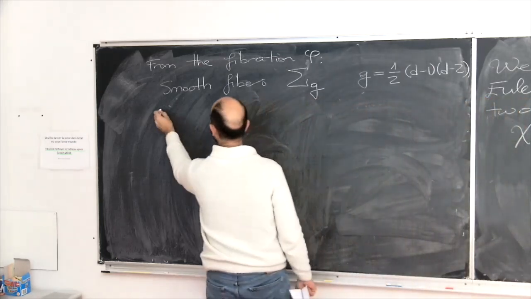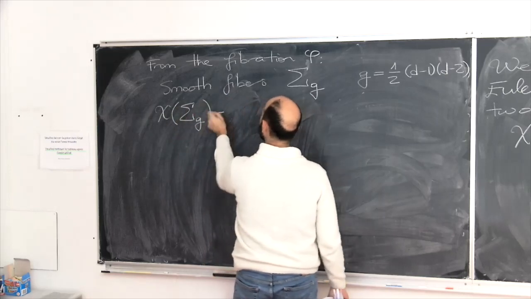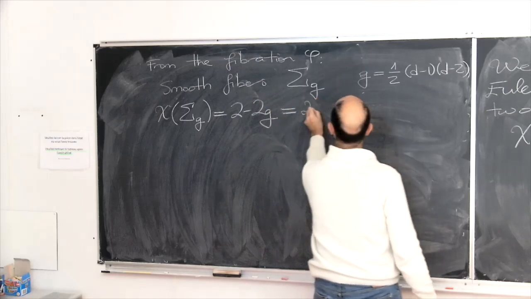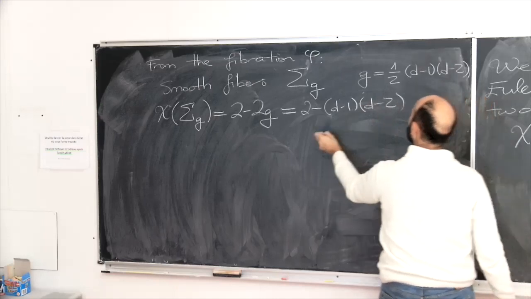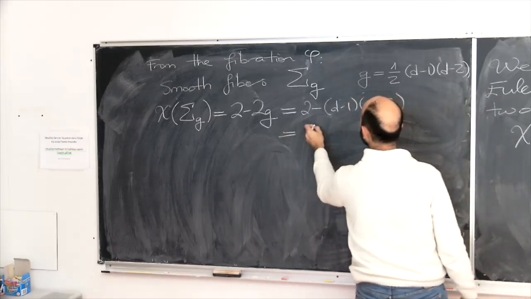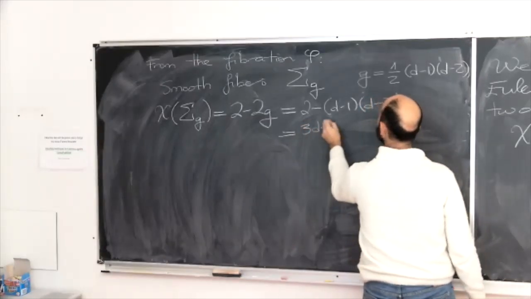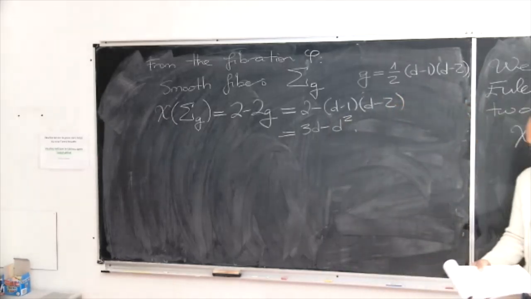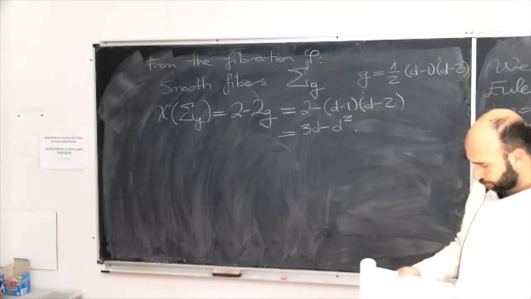Then the Euler characteristic is equal to 2 minus 2g. So it's 2 minus (d minus 1)(d minus 2), which if we simplify, the 2's cancel. This gives you 3d minus d squared. So that's the Euler characteristic of a smooth fiber.